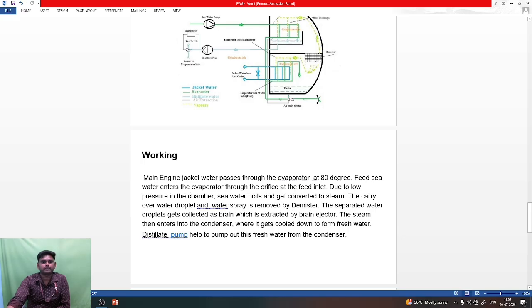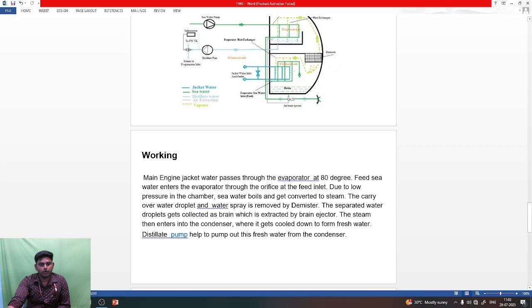Here, while working, main engine jacket water passes through the evaporator at 80 degrees. Feed seawater enters the evaporator through an orifice at the feed inlet. Due to low pressure in the chamber, created by the vacuum, the seawater boils and gets converted to steam. And these processes are happening here in the evaporator.